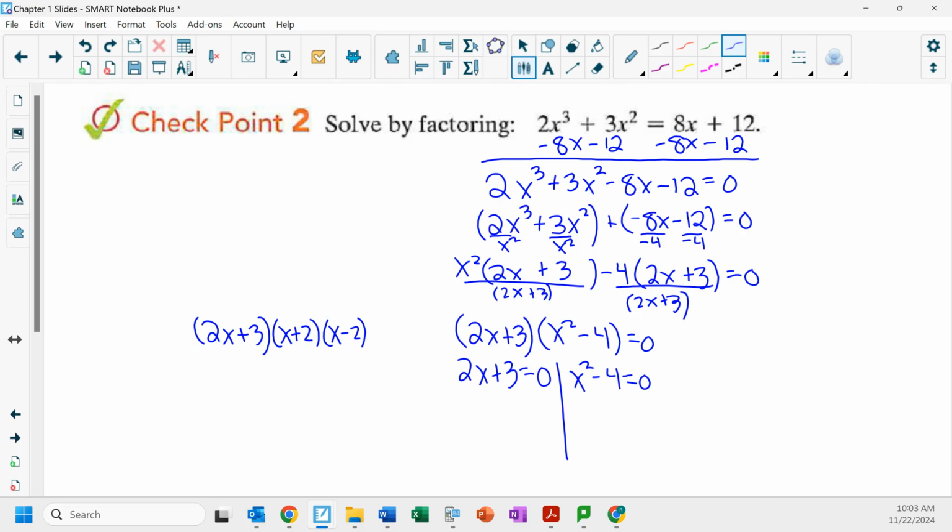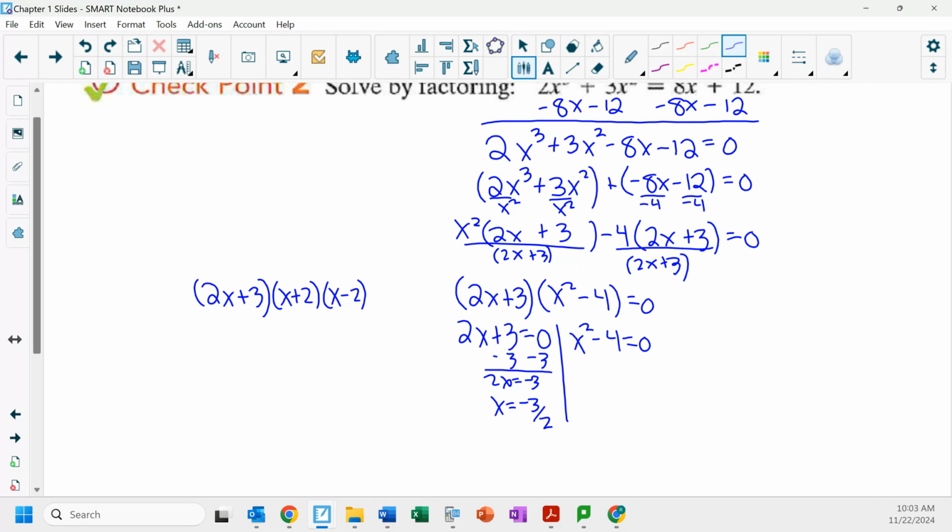Okay, now we're going to solve. Minus 3 and divide by 2. So we get negative 3/2 as one answer. If you were setting each of these equal to 0, we get negative 2, positive 2. We'll get the same thing here because we're going to add 4 and then take the square root. And remember, when we take the square root, we would need plus minus. So plus or minus 2. Same thing as we got here. So our three answers we get for this one, negative 2, negative 3/2, and positive 2.